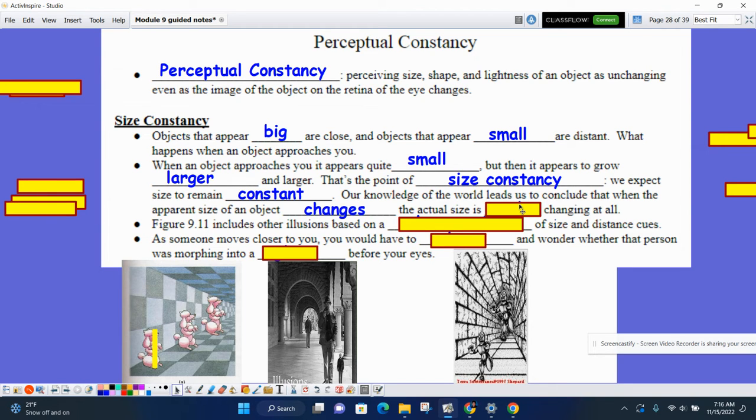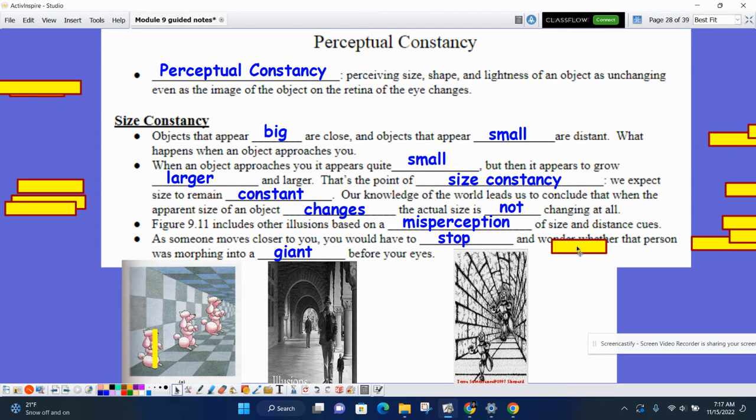Our knowledge of the world would lead us to conclude that when the apparent size of an object changes, the actual size is not changing at all. Sometimes this is based on a misperception of size and distance cues. And thus, when somebody moves closer to you, you would have to stop and wonder whether the person is morphing into a giant before your eyes. Just kind of weird stuff there.